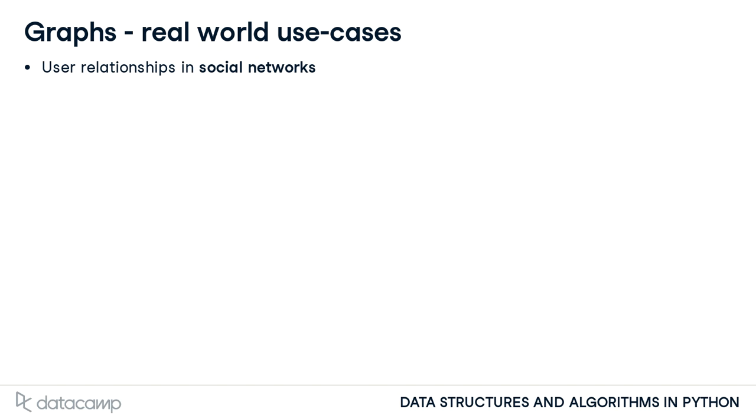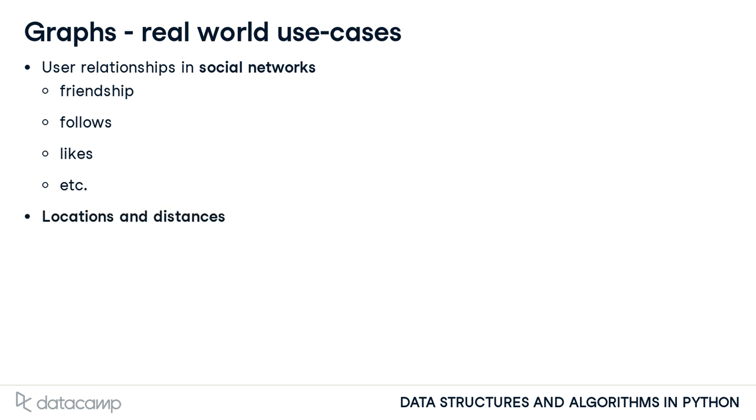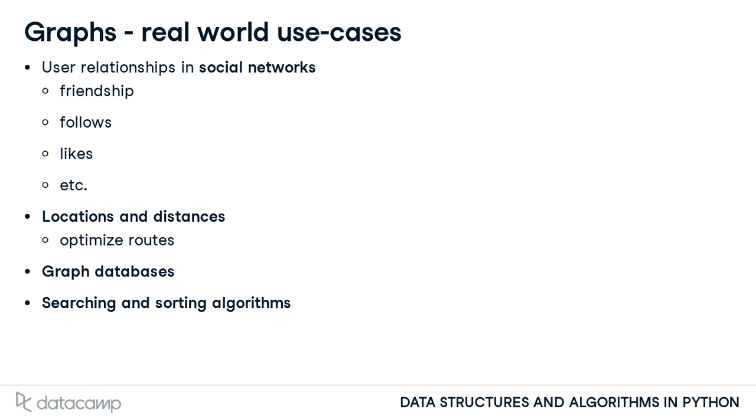Graphs can represent the user relationships in social networks, like the friendship between two users, if a user follows another user, the likes, etc. Graphs can also represent locations and distances between these locations. With this information, we can optimize the routes. Graph databases use graphs to store the information that is consumed by lots of applications. As trees, graphs appear in many searching and sorting algorithms.